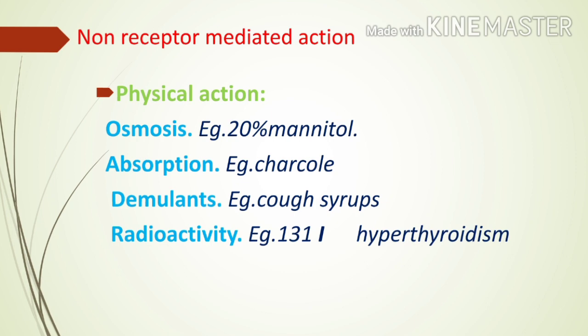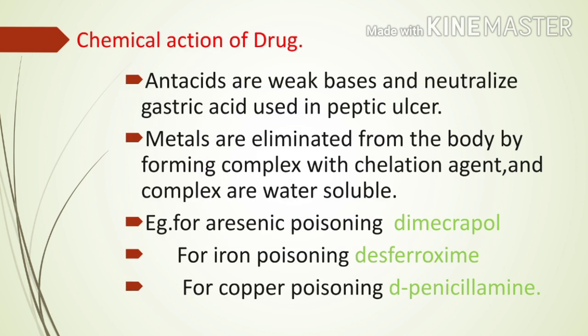Cough syrups produce a soothing effect in pharyngitis, and radioactive isotopes like iodine 131 emit rays and destroy tissues, used in hyperthyroidism. In peptic ulcer, antacids are used to neutralize gastric acid, and metals like iron, copper, mercury are eliminated by using chelating agents. These agents form water-soluble complexes and are excreted out.